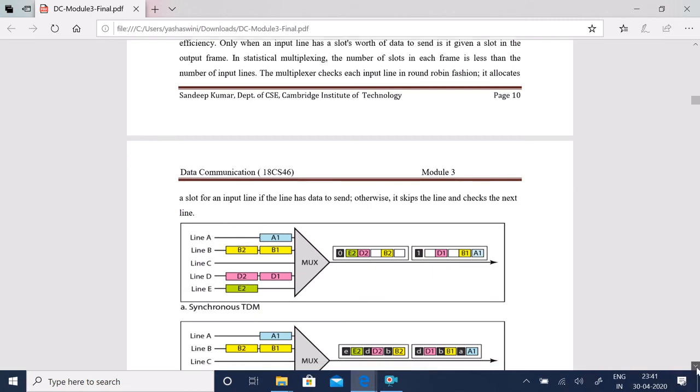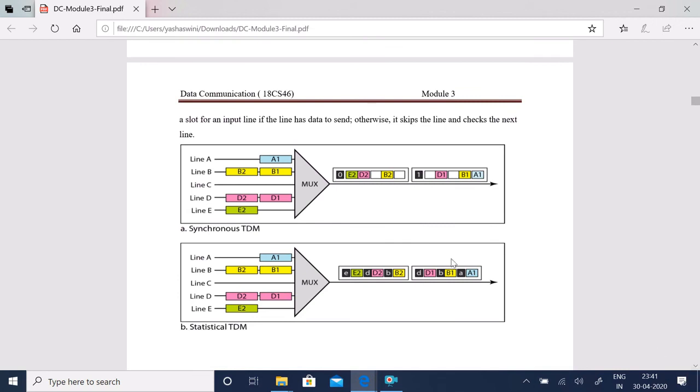Here we'll see the difference between synchronous and statistical. If you see, the channel E gets the access first and E2 is sent, D2 is sent, there is no transmission for C and there is transmission of B2, and similarly there is no transmission in the link here. In the second frame, that is frame number 1, there is nothing to transmit in line E, D1 in line D, nothing in C, B1 in line B, A1 in line A. So this is the diagram of synchronous time division multiplexing.